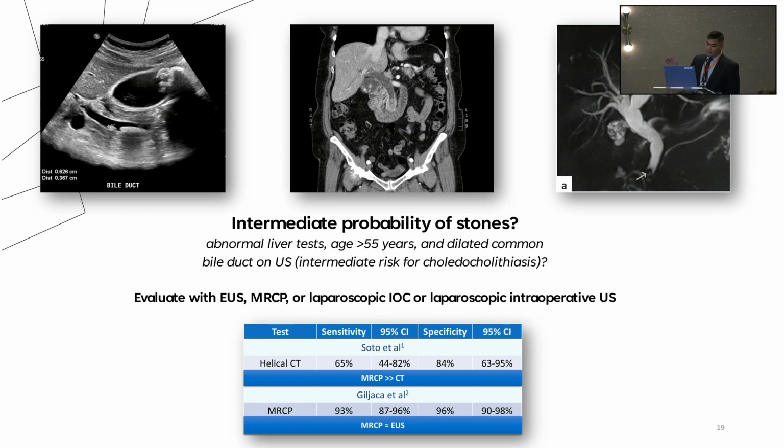And so these are up the top, those imaging, an ultrasound and then a CT, and then of course our tried and true MRCP with a filling defect with the arrow sign.